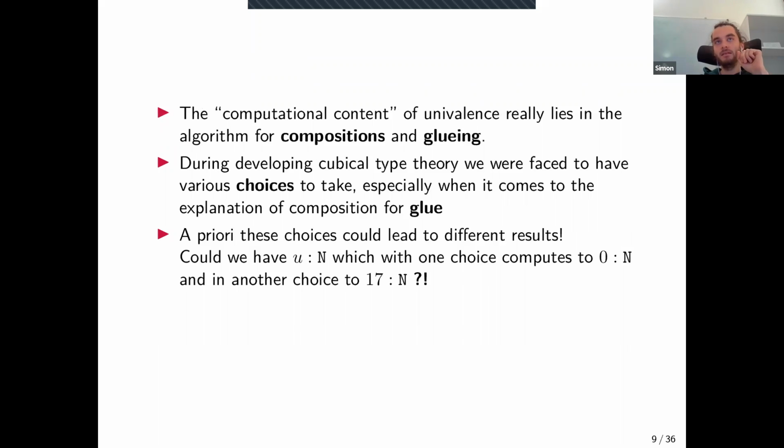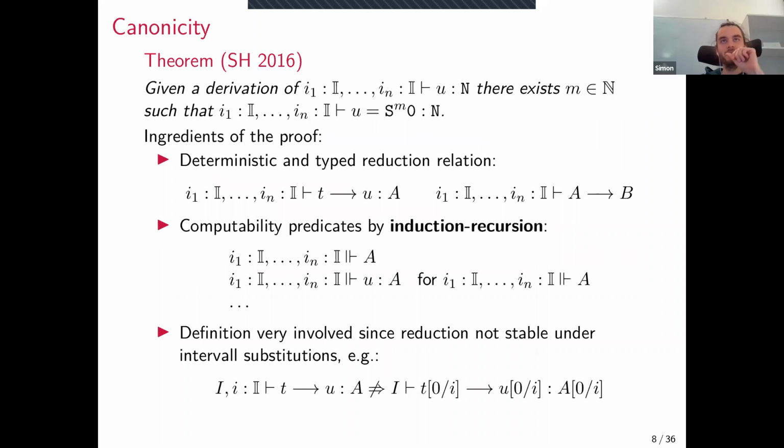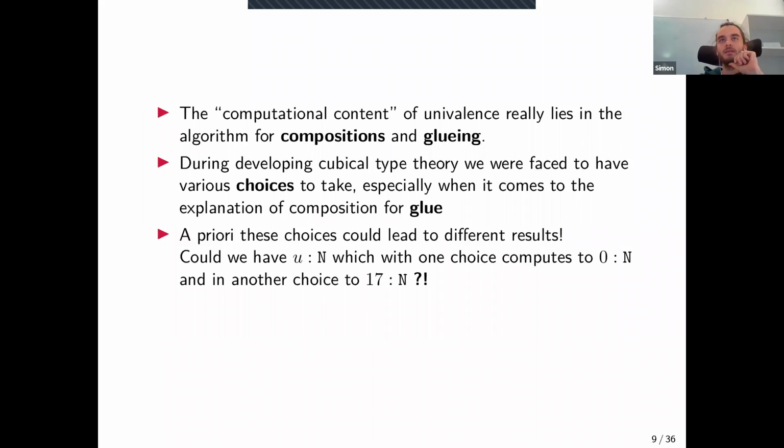And the computational content in this cubical type theory, to find this M here, either using this algorithm or this reduction relation or the concrete model, really relies on how this composition operation is explained, and also the composition for these gluings.